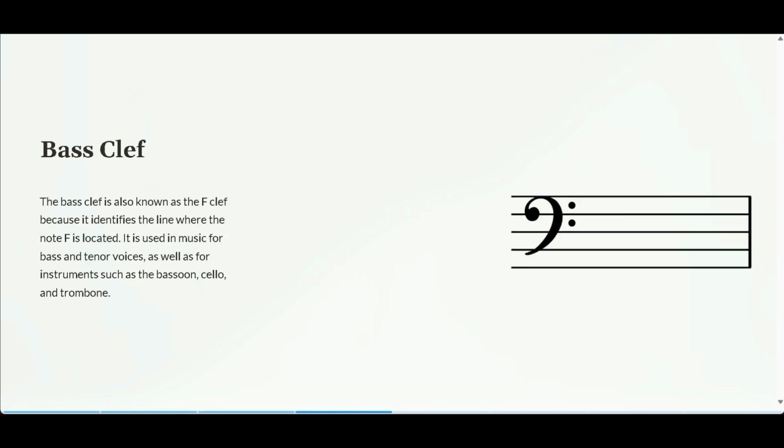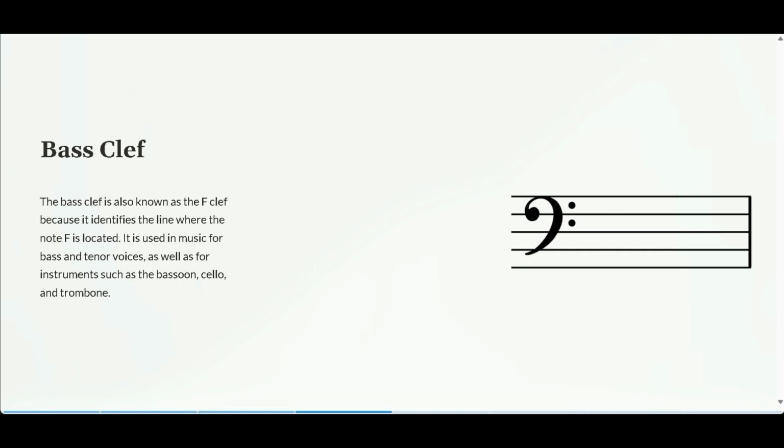Then the bass clef. The bass clef is for the low sounds, low voices and low rumbling sounds, something like that. So this looks like an F, actually. This is called the F clef, and the note that comes here between these two dots is an F. F note is located here.